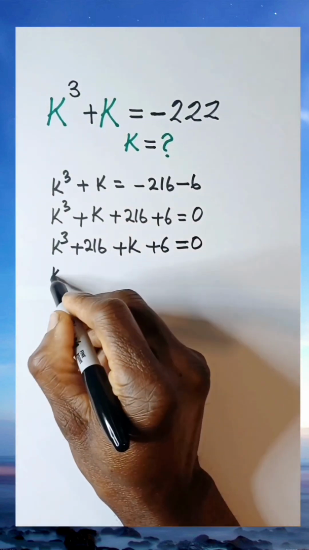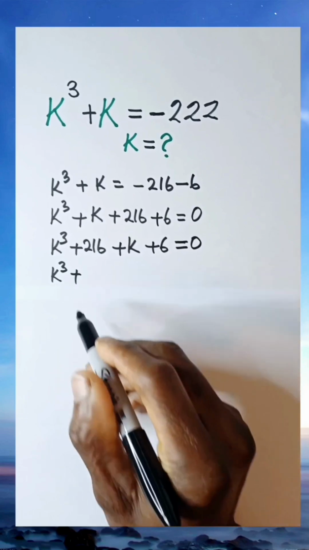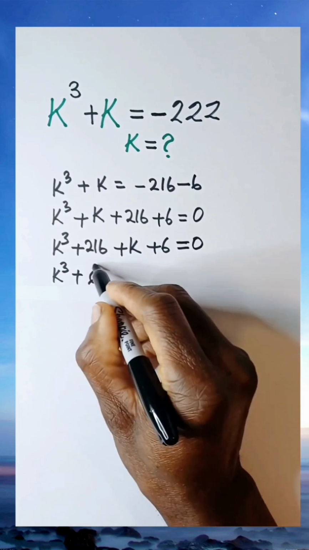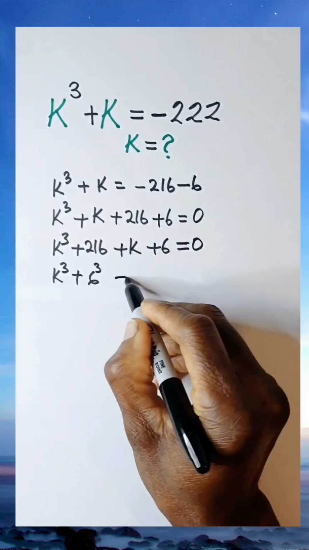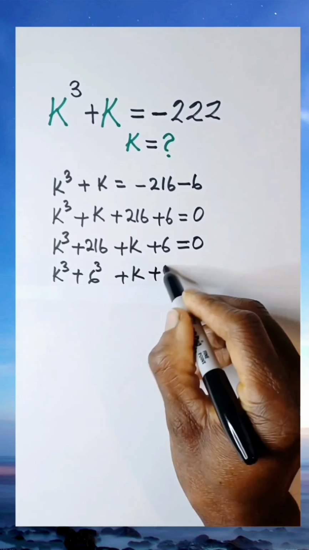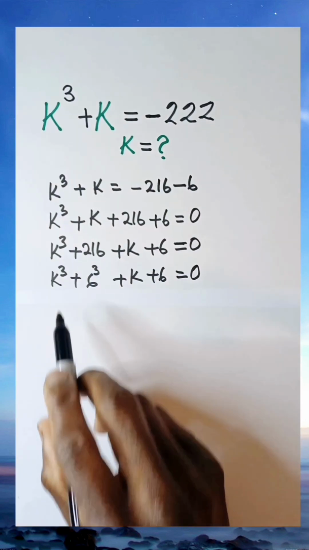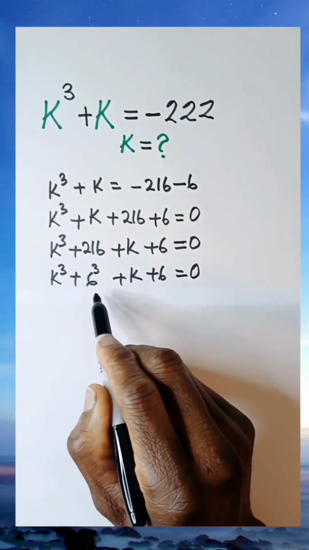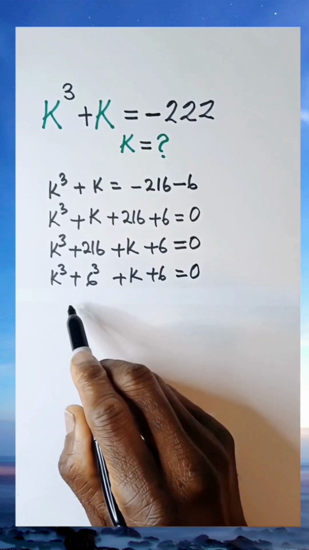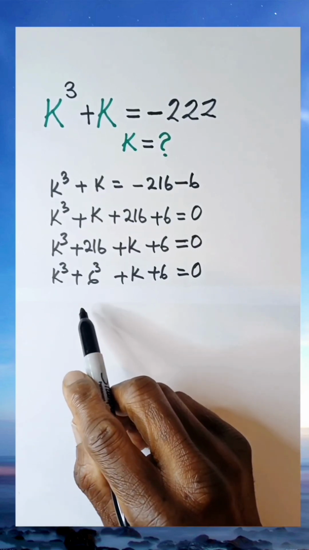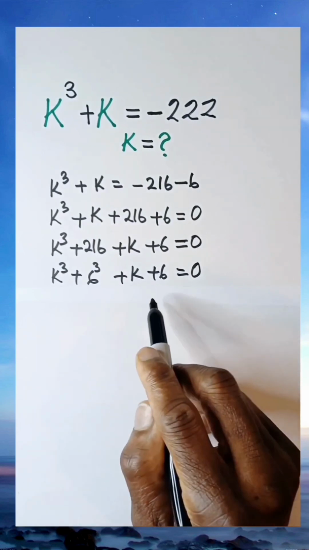So we have k cubed plus, let us express 216 in index form as 6 raised to the power of 3. Then plus k plus 6 is equal to 0. Here we have k raised to the power of 3 plus 6 raised to the power of 3. This represents the sum of two cubes. We are going to introduce the sum of two cubes identity in this equation.